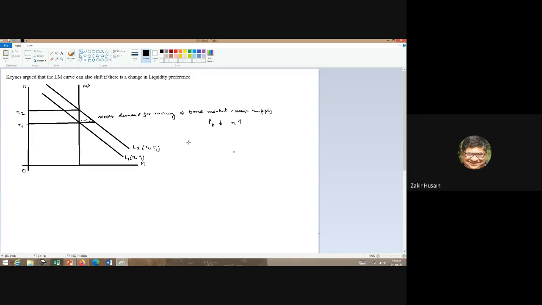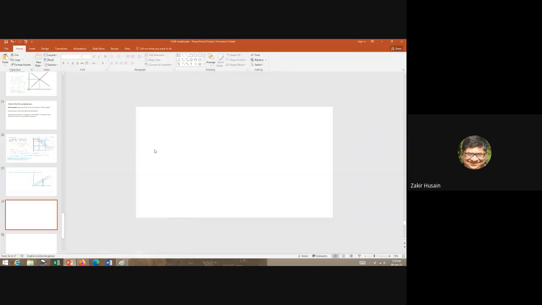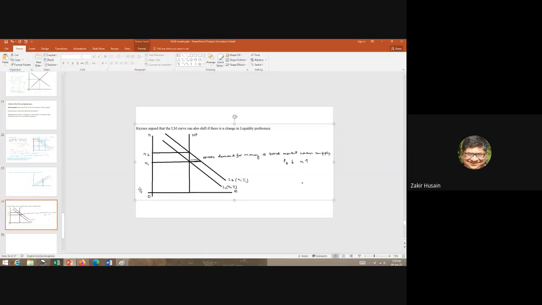So remember that the LM curve can shift not only if there's a change in the money supply, that is on the supply side, but also because there can be changes in the money demand part, in the parameters influencing the money demand.